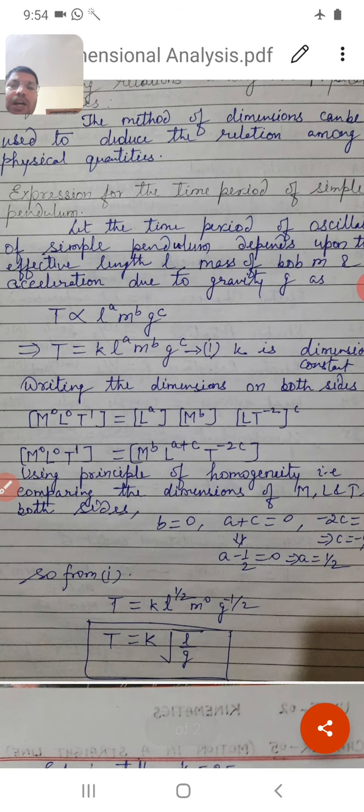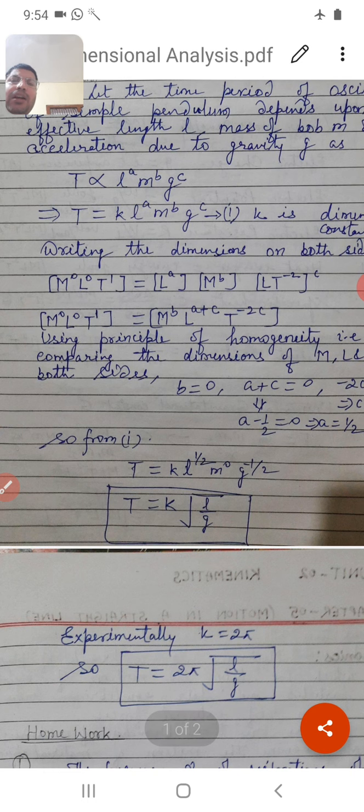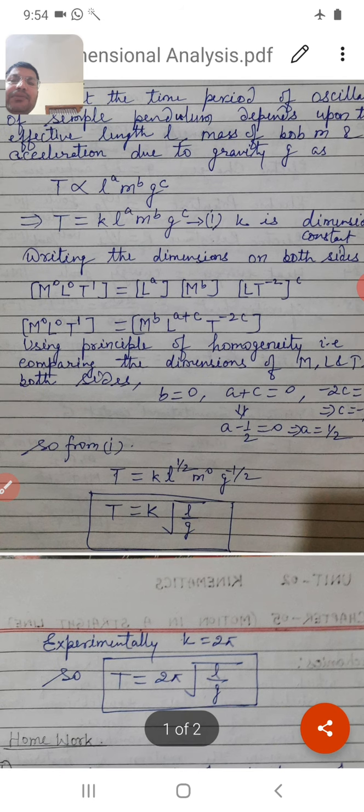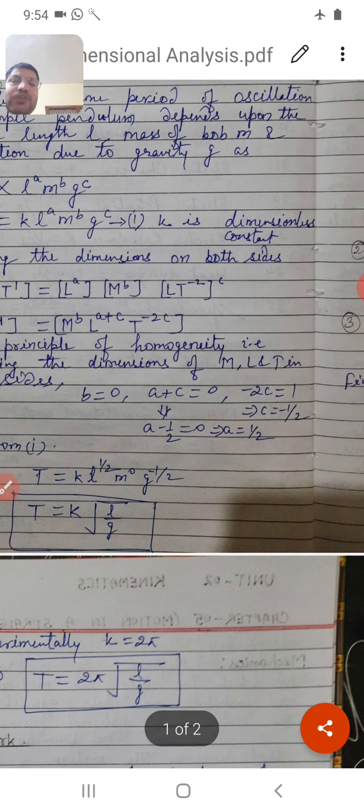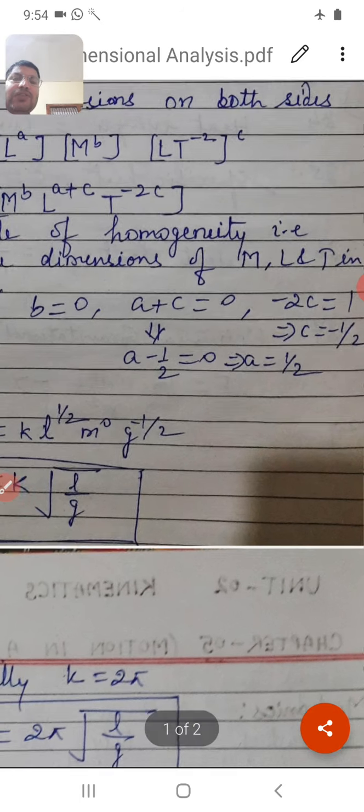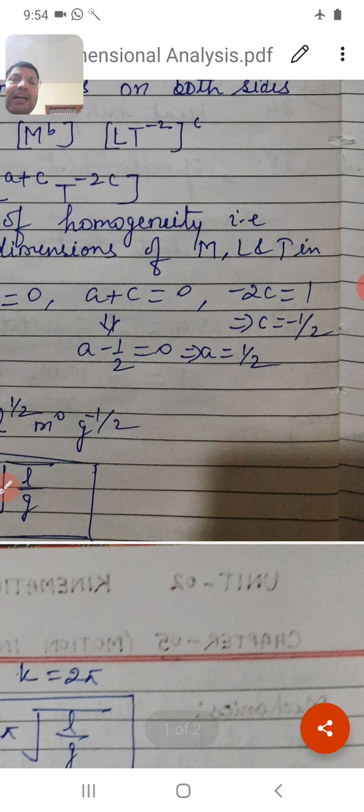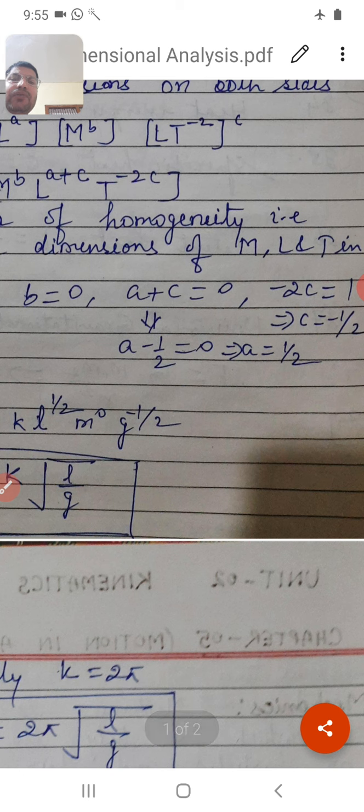and T to the power minus 2C. Now you know the principle of homogeneity. According to the principle of homogeneity, similar physical quantities can be added or subtracted. Therefore, comparing the dimensions on both sides, that is powers of M, L and T, you may write B is equal to 0, A plus C is equal to 0, and minus 2C is equal to 1. If minus 2C is equal to 1, therefore C will be equal to minus 1 by 2. Putting it in A plus C is equal to 0, A minus 1 by 2 is equal to 0, A is equal to 1 by 2.